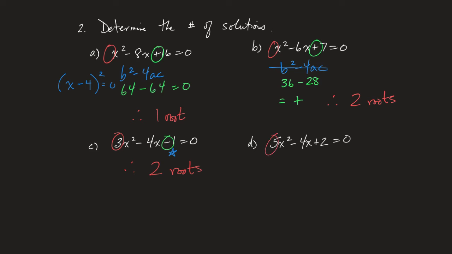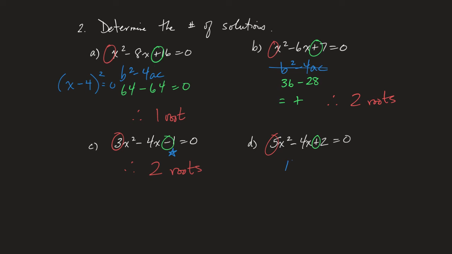I recognize I'm in standard form. I look at the sign of my constant, it's a positive. That means everything's up for grabs. I could have two, could have one, could have none. D is one where I am going to calculate the value of my discriminant.